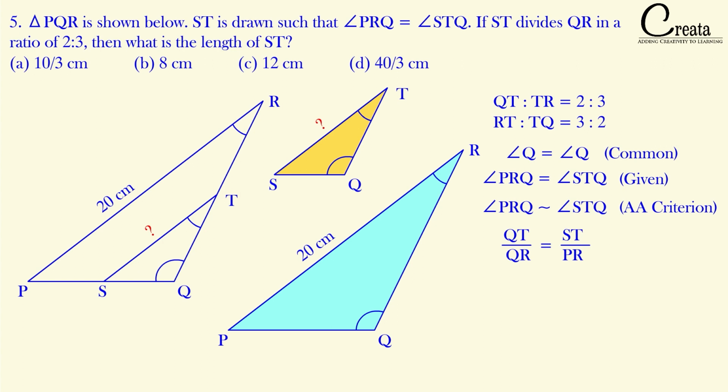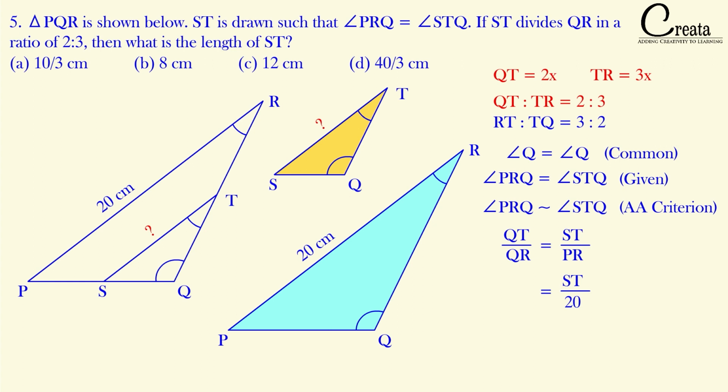PR is given as 20 centimeter, and QT is to TR is given as 2:3. We can take QT as 2x and TR as 3x. Okay, QT is to TR is 2:3, and 2x is to 3x will be 2:3. Why have we taken x? Because the ratio is 2:3. It can be 4:6, that is also 2:3. It can be 6:9, that is again 2:3. The ratio is just 2:3.